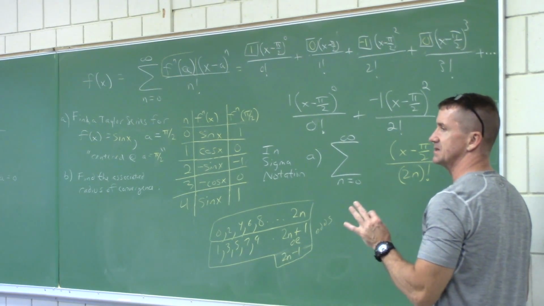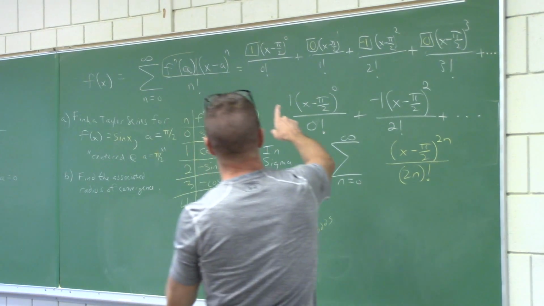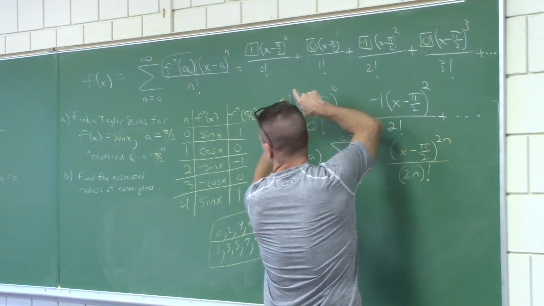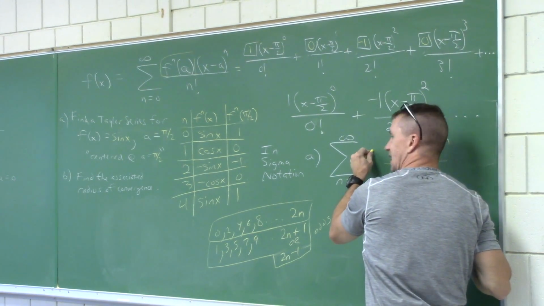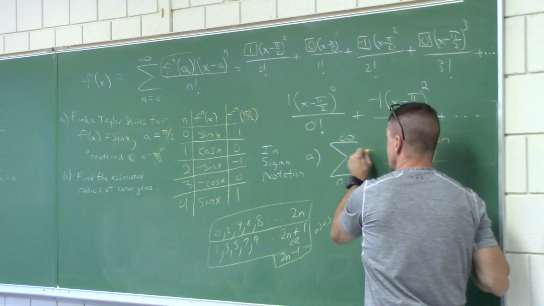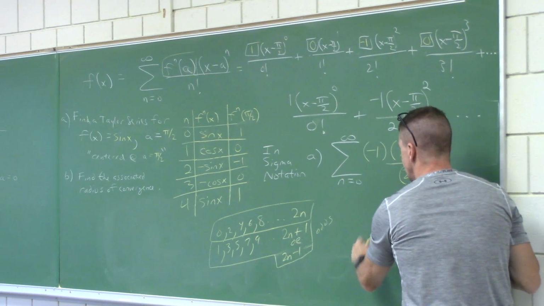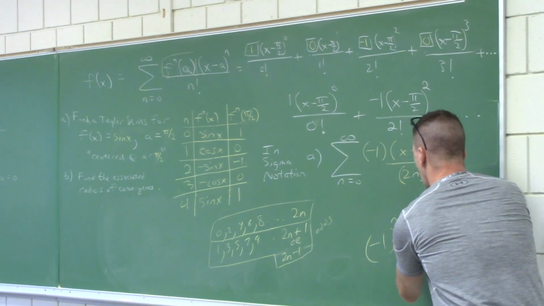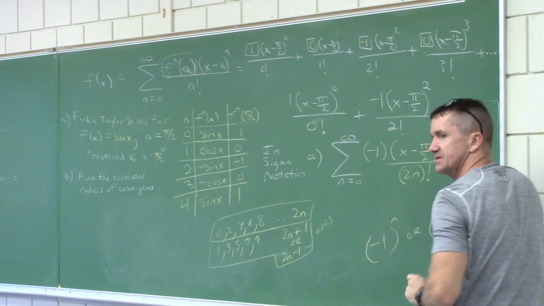Now, is there anything missing? Look carefully. Good eye. What am I forgetting? The signs did what? Positive, negative. What makes things alternate? Is it just negative 1 to the n? It's either negative 1 to the n, or we might have to use negative 1 to the n plus 1. You got to help me out with this.